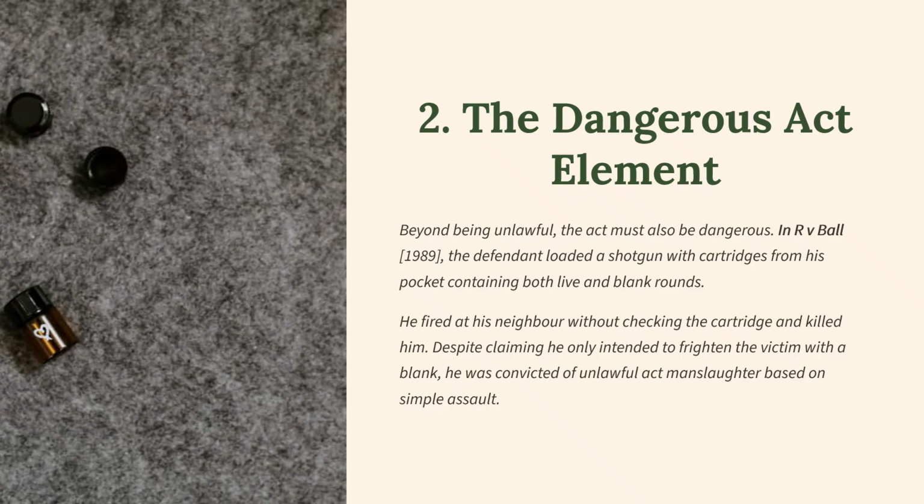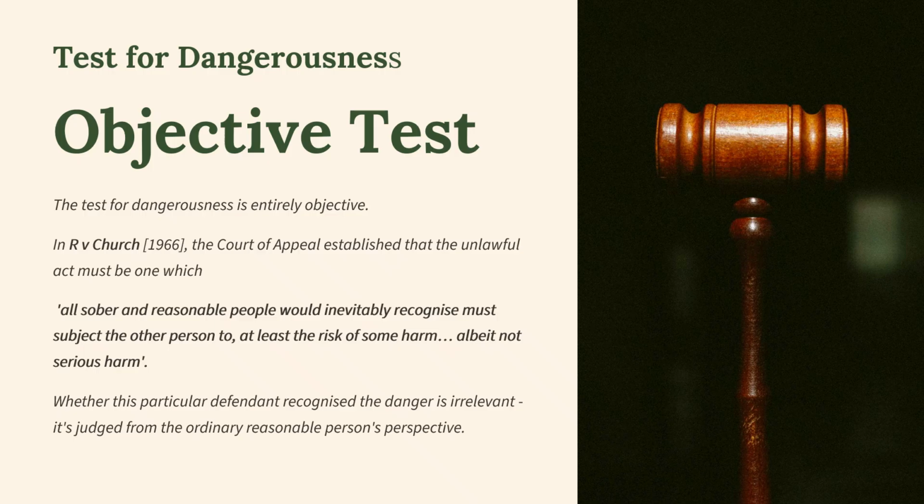Now, the second element for unlawful act manslaughter is the dangerous act element. Beyond being unlawful, the act must also be dangerous. So in R versus Bull, 1989, the defendant loaded a shotgun with cartridges from his pocket containing both live and blank rounds. He fired at his neighbour without checking the cartridge and killed him. Despite claiming he only intended to frighten the victim with a blank, he was convicted of unlawful act manslaughter based on simple assault.